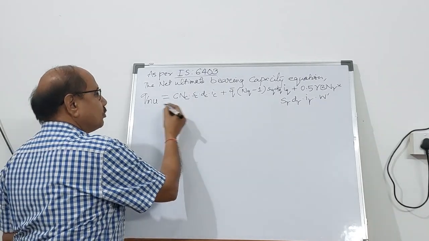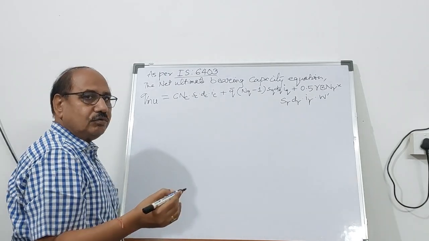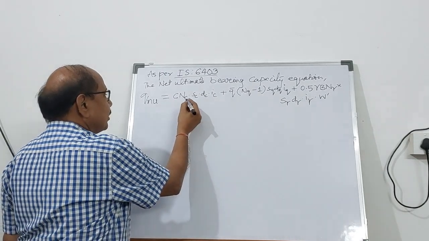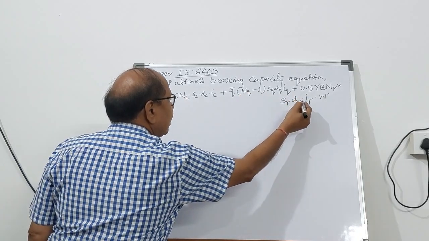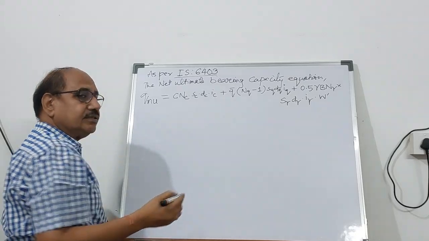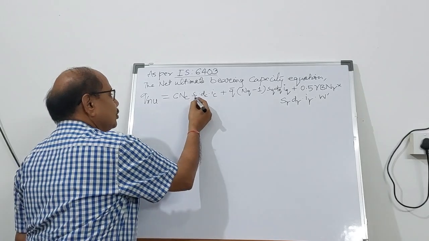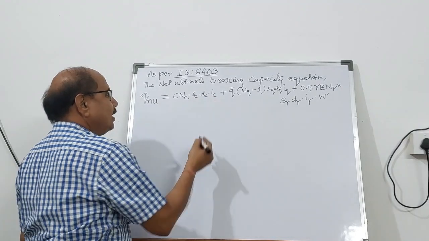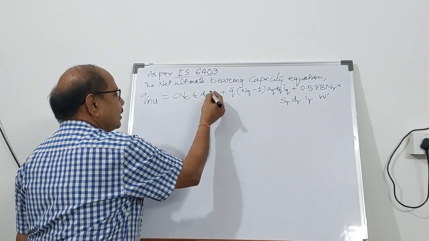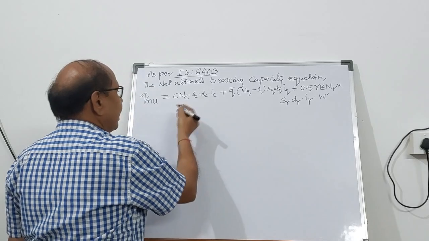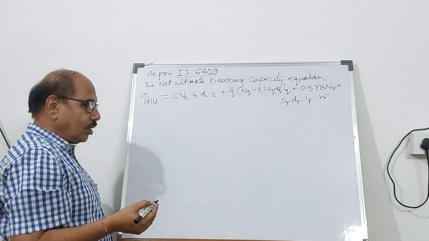So this is the expression for the net ultimate bearing capacity equation for any shallow foundation, where C is the cohesion parameter. Nc, Nq and N gamma, as you know, are bearing capacity factors which are a function of phi. Then the shape factor Sc, depth factor Dc and inclination factor Ic. These factors are given in IS 6403 and can be obtained.